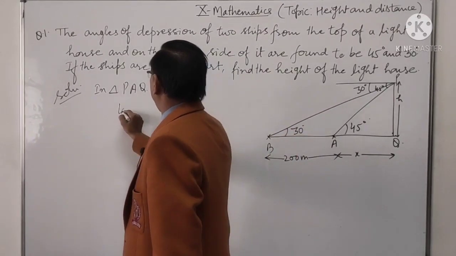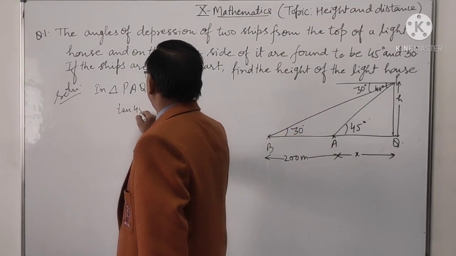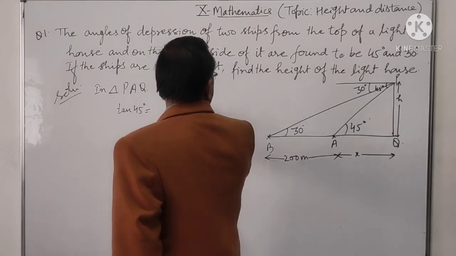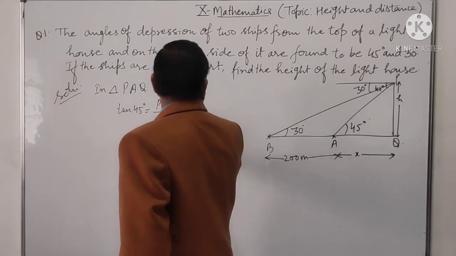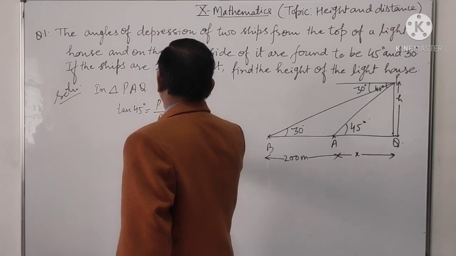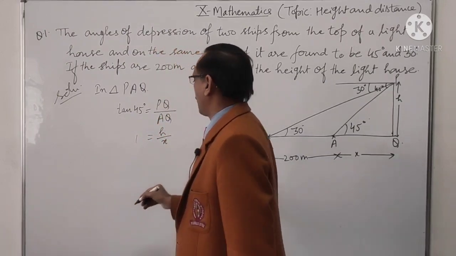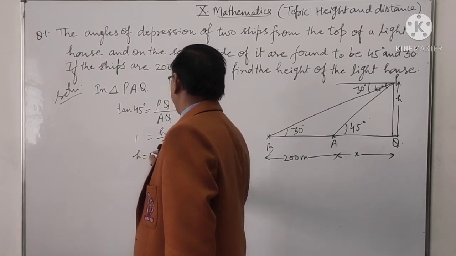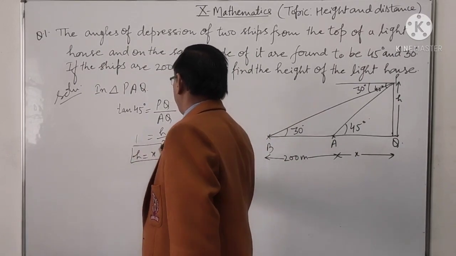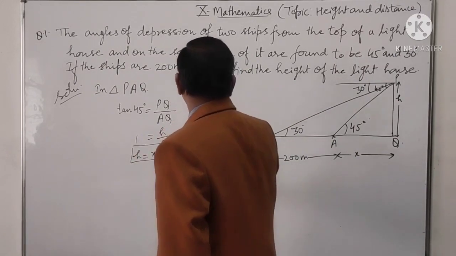tan 45 degrees equals perpendicular PQ upon base AQ. PQ is h, AQ is x, tan 45 is 1, so h equals x. Let it be equation 1.